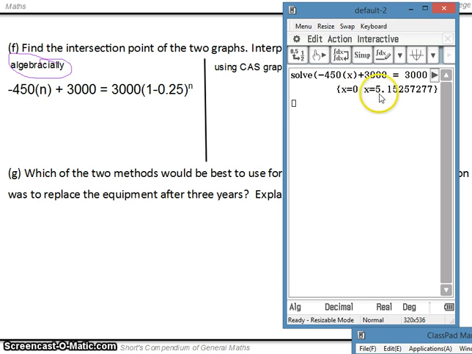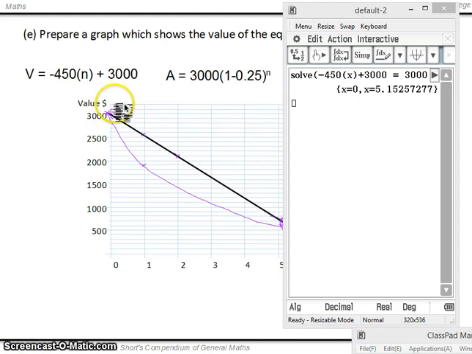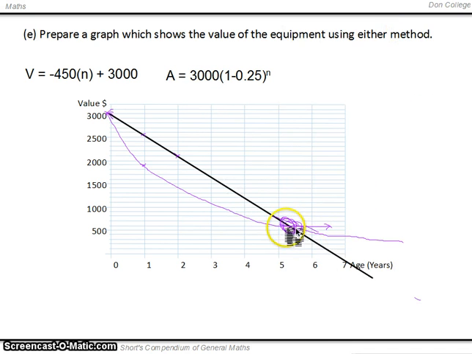Now, there's two solutions, but we should expect that. Have a look back at the graph and see they were the same at 0 years. They were the same because they were 3,000, and then the same again down here, 5.15 years. So just after 5, yeah, down here, 5.15 years, they're the same.